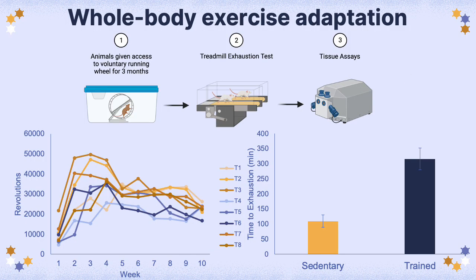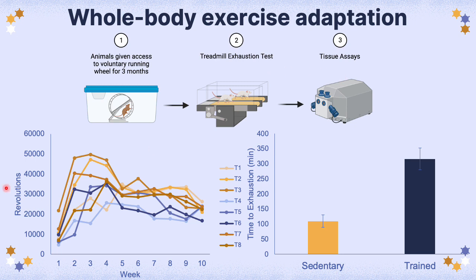So to bring in the exercise portion of my experiment, I gave 8 animals a running wheel in their home cage for about 3 months, and this was a voluntary running wheel so they could run as little or as much as they wanted. I then followed that up with a treadmill exhaustion test, in which the mice are prodded to keep running until they're unwilling to run anymore, and this would help me to verify whether there was a whole body exercise adaptation. I then followed up with some tissue assays.